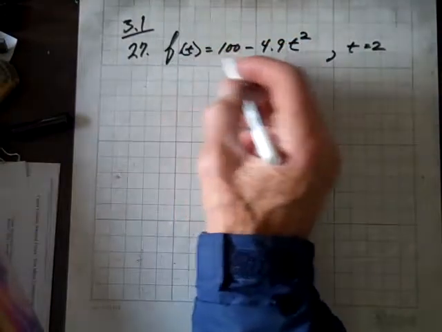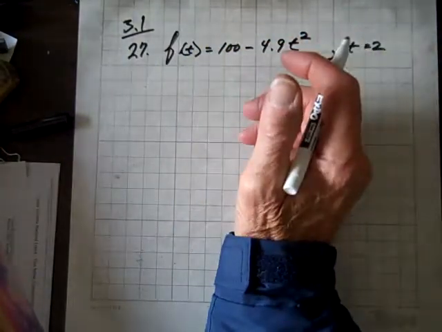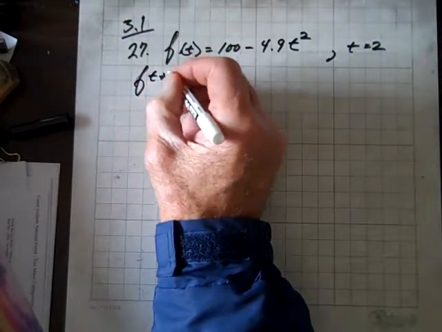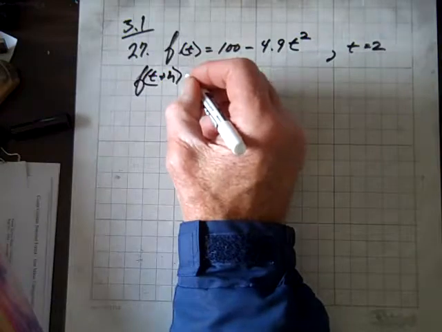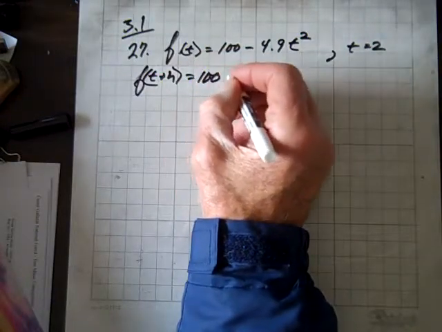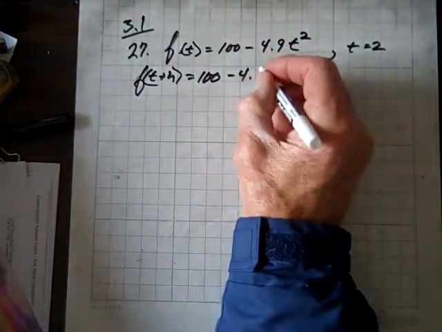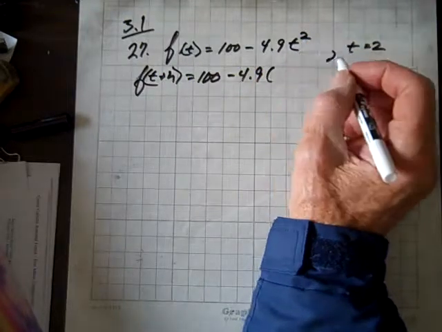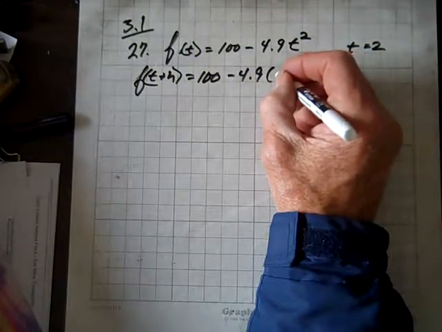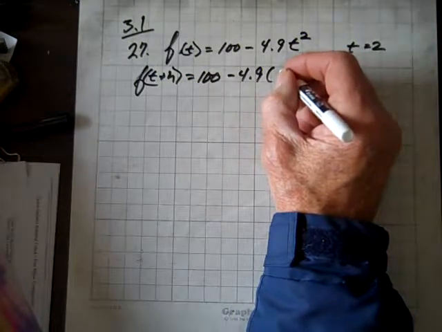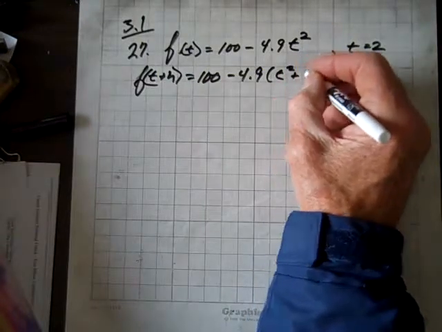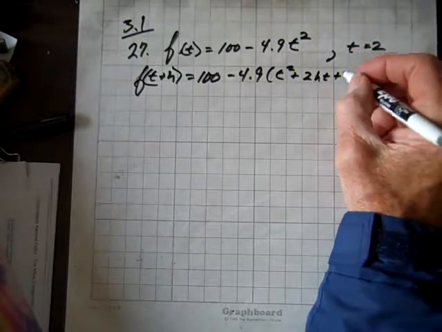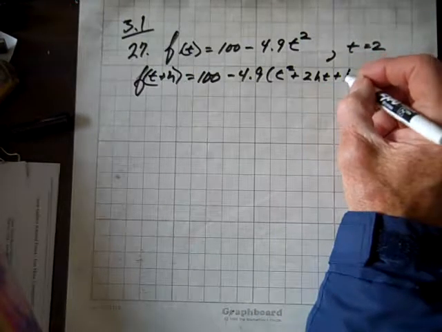So we've got f of t, and by the way, we have to use the definition of the limit. So we need to find f of t plus h. That's going to equal 100 minus 4.9 times (t plus h) squared, so I'm just going to go ahead and square that as we did in the last problem. That's going to be t squared plus 2ht plus h squared.